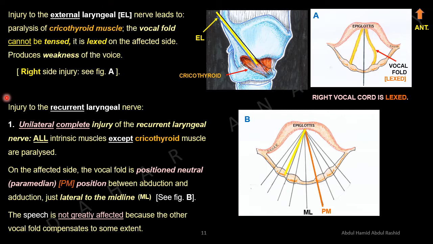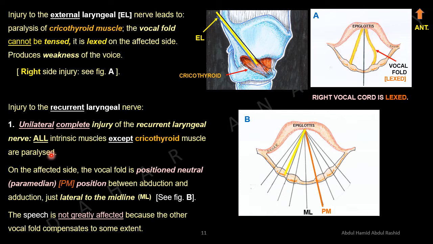Next is injury to the recurrent laryngeal nerve. It has many types. Only one side of the recurrent laryngeal nerve may be injured, or both recurrent laryngeal nerves may be injured. Even in each type, injury may be complete or partial. So let's talk about this injury. First is unilateral complete injury of the recurrent laryngeal nerve. In that case, all the intrinsic muscles on that side except cricothyroid muscle will become paralyzed. So all the muscles, especially adductor and abductor, will be paralyzed.